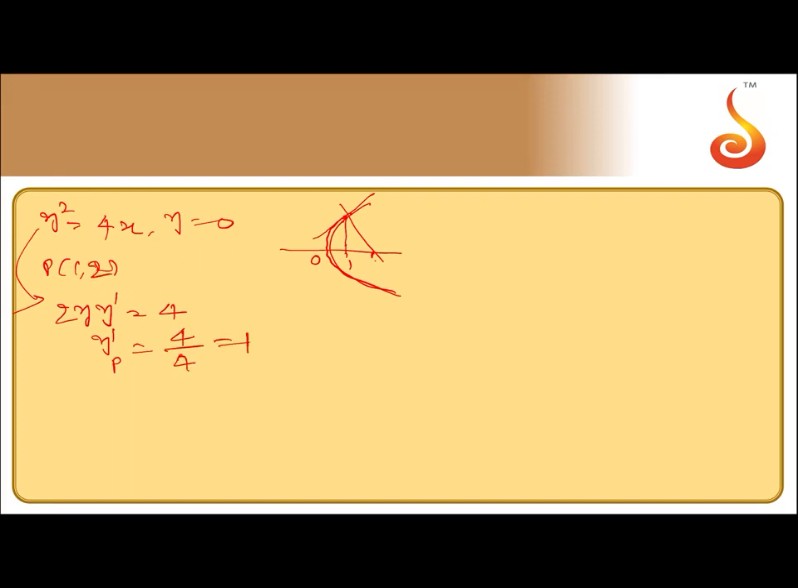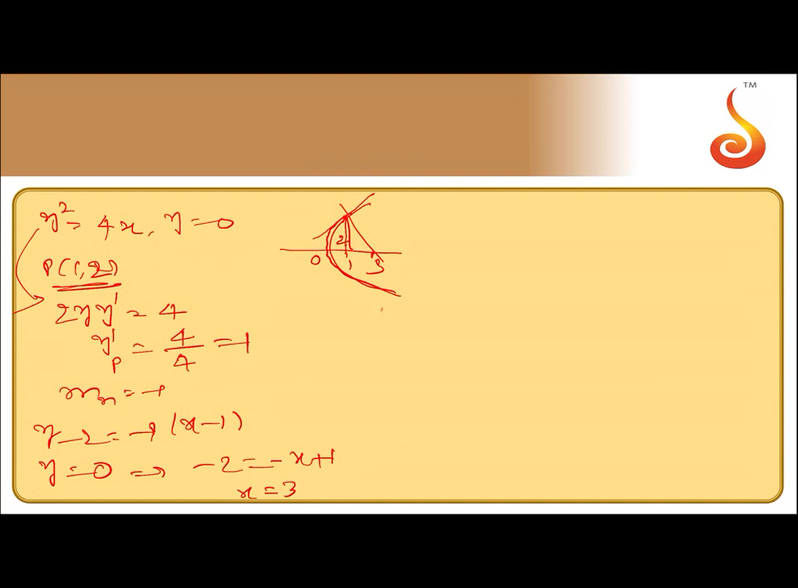This is the slope of the tangent. The slope of normal is equals to minus 1. Then the equation of normal at point P is given by y minus 2 equals to minus 1 into x minus 1. And the point of intersection with the x-axis is given by, so minus 2 is equals to minus x plus 1. So x is equals to 3. So this coordinate is equals to 3. And of course, since it is 1 comma 2, height is equals to 2.